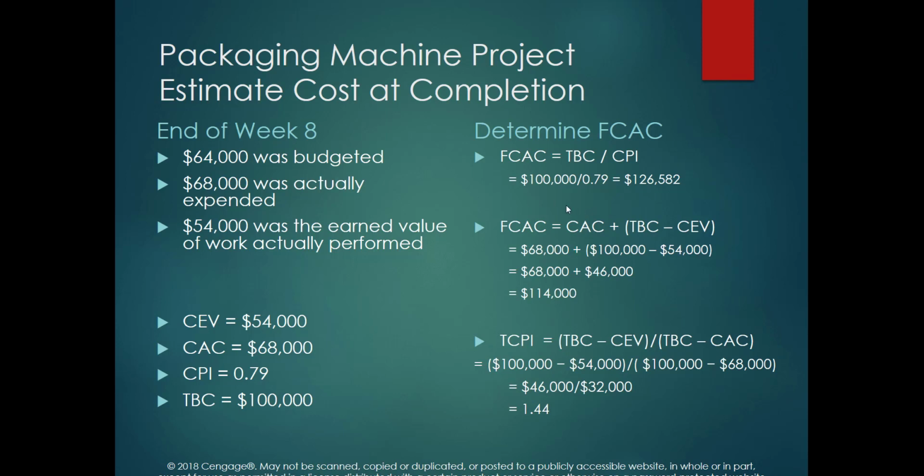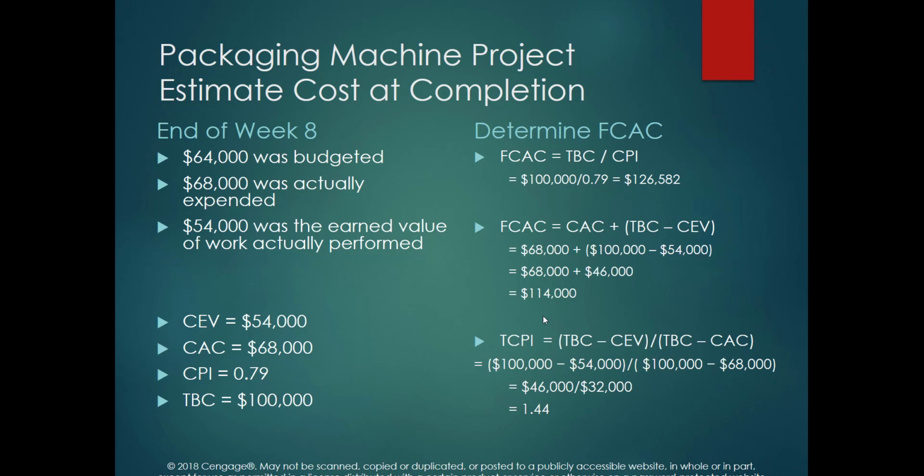Then the forecasted estimated cost at completion is the total budget cost over the CPI. The CPI is 0.79, and because it's less than 1, it is going to increase this value. So the cost that we estimate is going to be a lot more than the cost of the project that we determined at the beginning of the project. Using this equation, we got $126,000. So you are spending almost $27,000 on the project more than what we planned at the beginning. Using the second method, we got $114,000, and still we have to spend more on the project to finish it.